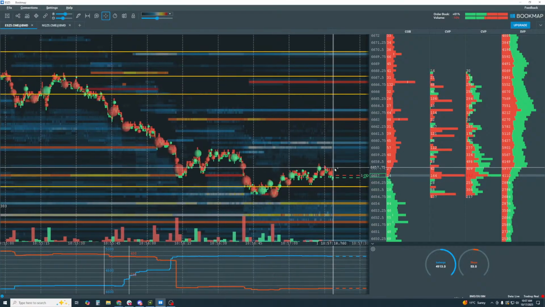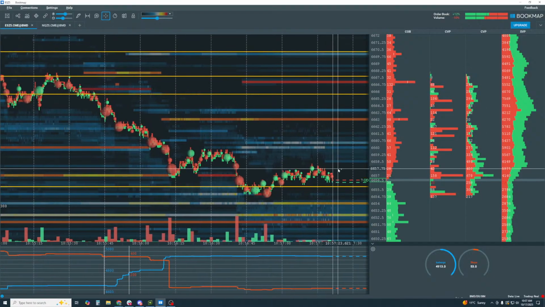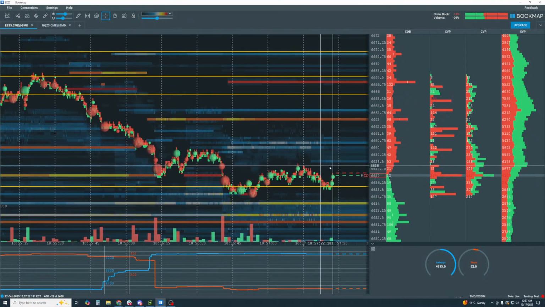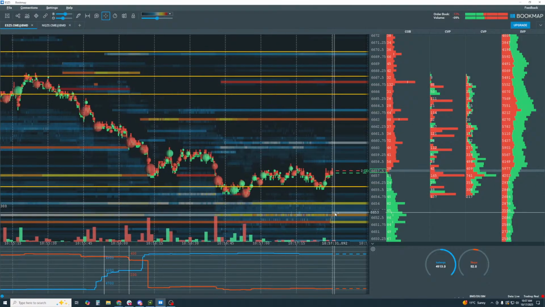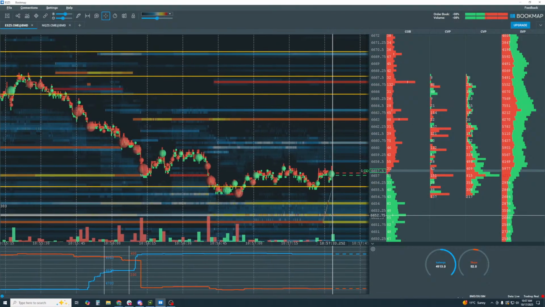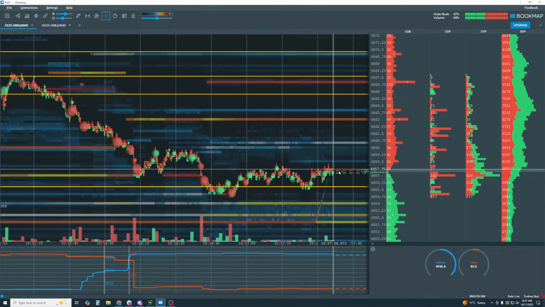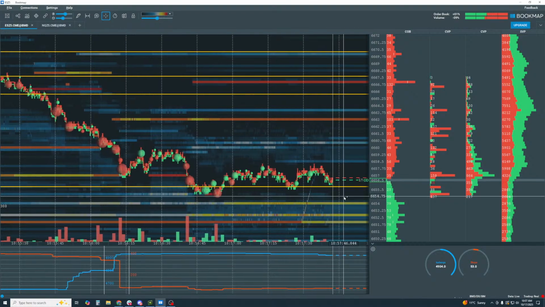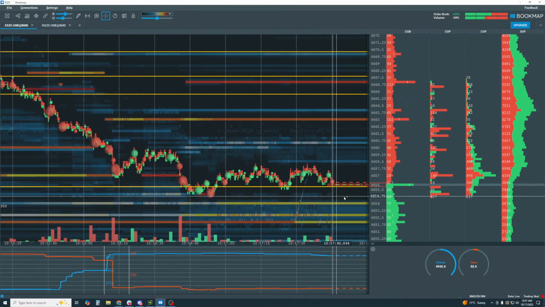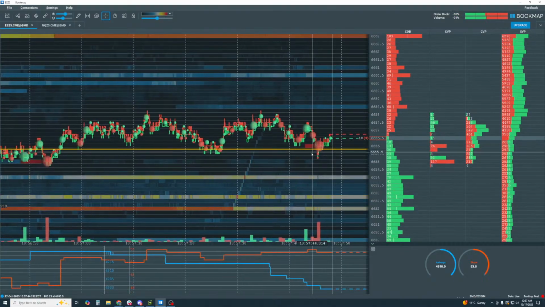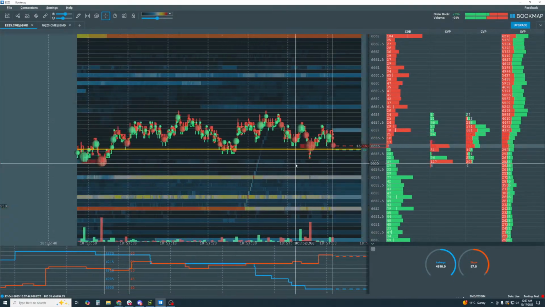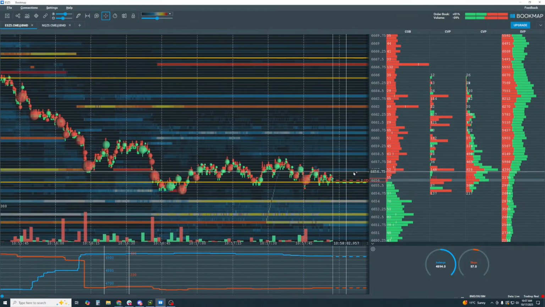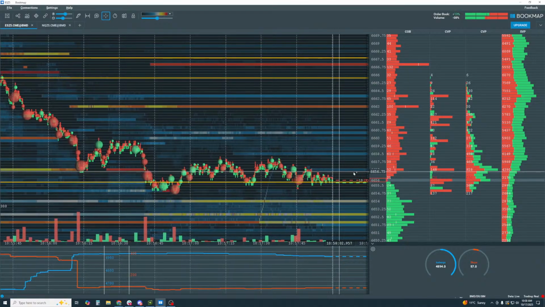Retest. And nope. And right here is where I'm looking for those buyers. Okay, 58. And that high liquidity traded. Anyway, I'm just kind of looking for these squeezes to unfold here, one way or the other.